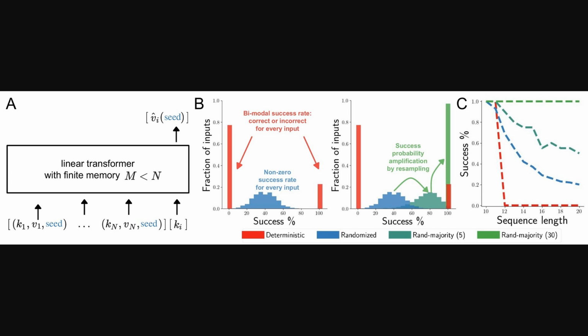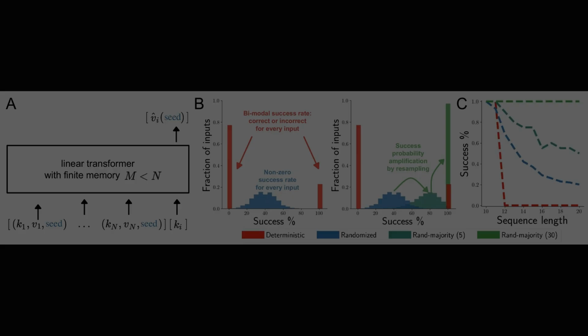But models trained with a special LQ objective, a training rule that encourages using that seed, show a spread of success in blue. And when they use majority voting, essentially getting multiple answers with different seeds and picking the most common one, performance in green really improves. Part C shows this random majority approach stays successful even on harder tasks.